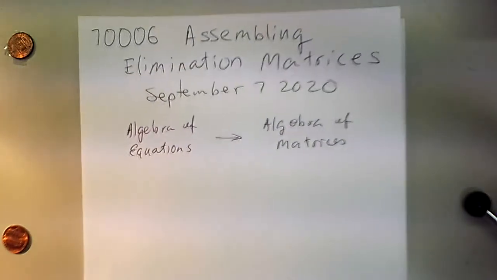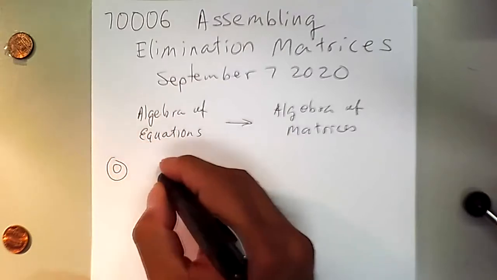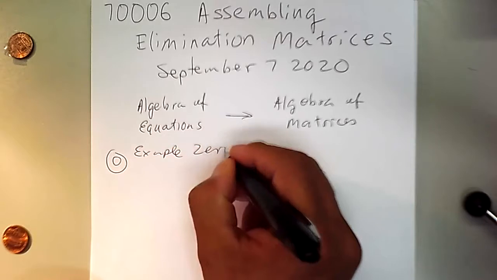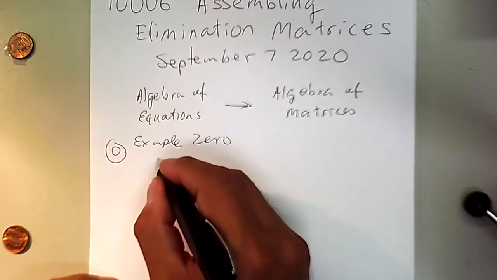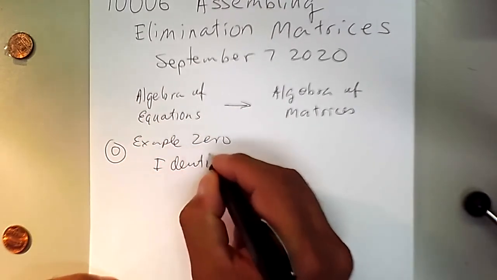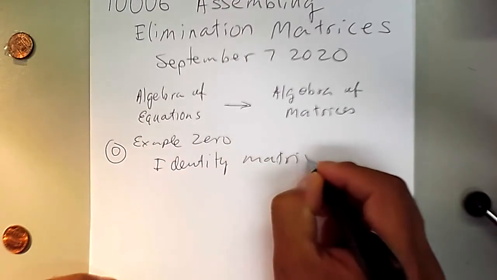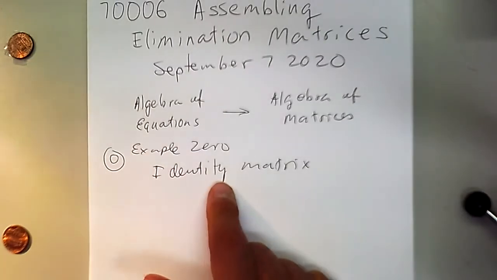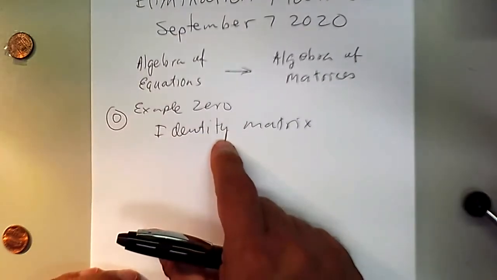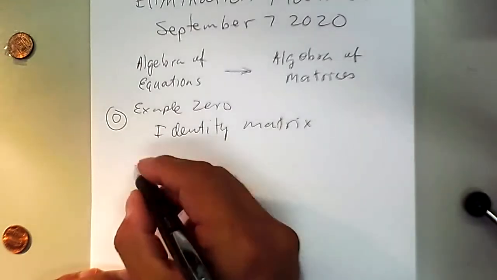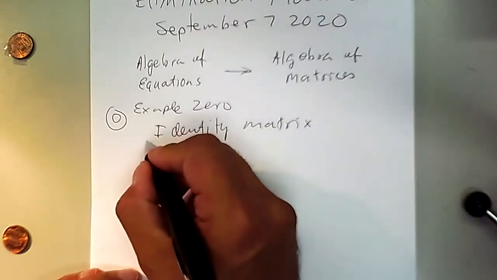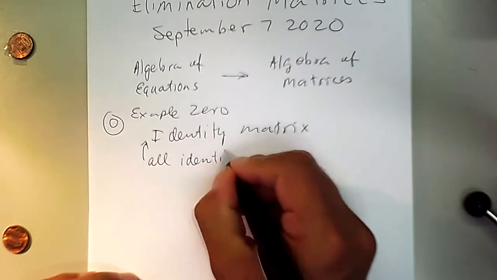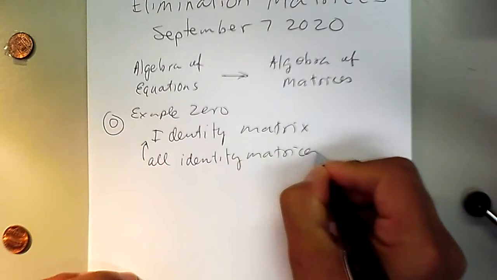Let's start with a very important matrix. I'm going to label this as example 0. Example 0, and that is the identity matrix. There are actually more than one identity matrix. I didn't use the plural because it's understood that there is one for each dimension. All identity matrices are square.